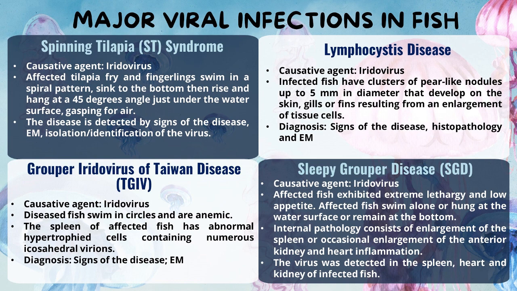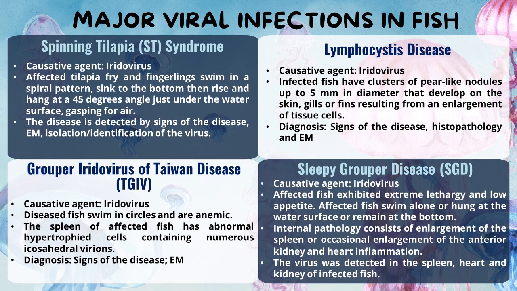The spleen of affected fish has abnormal hypertrophied cells containing numerous icosahedral virions. The disease affects farm groupers, 5 to 8 centimeters in total length at 25 to 28 degrees Celsius. Acute disease causes up to 60% mortality. The signs of the disease and electron microscopy are used to diagnose the disease.